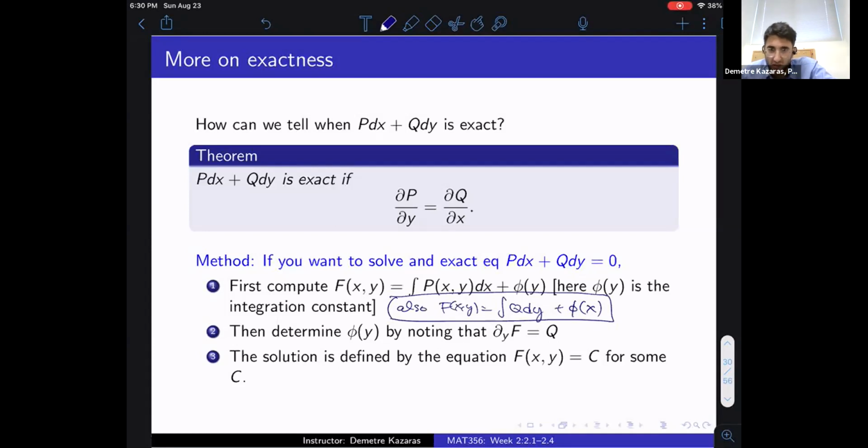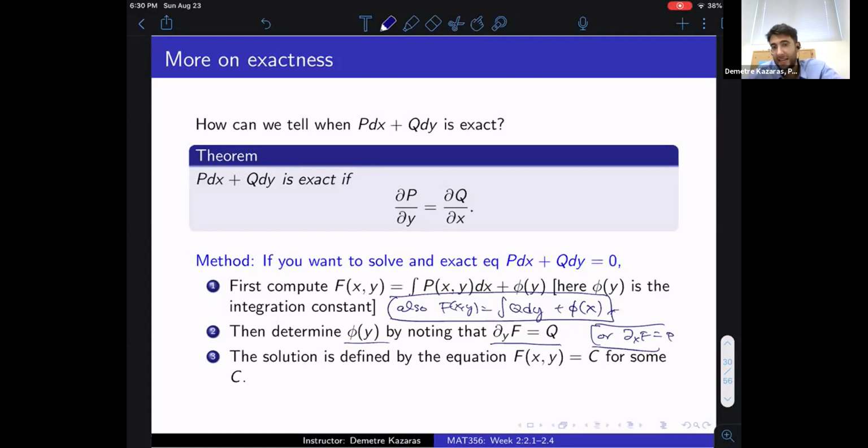So you have this expression for capital F. You compute one of the integrals with respect to one of the variables, and then you have this other function of the other variable that you don't know. The next step is to determine what that function is by looking at the other equation, dy of f is equal to q. If you followed the other track where you integrated the other equation, then you would look at the equation dx of f is equal to p to figure out what the other constant would be.